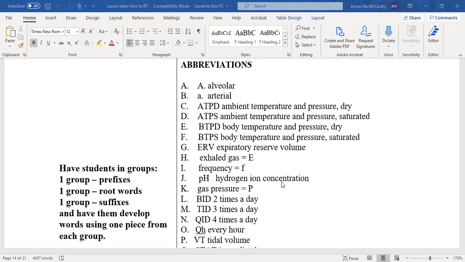Okay. I have a quick question also. I don't see it on here, but QD is once a day, right? I don't see it on your list, but it's on the paper, so I just want to be sure. Okay. Yeah. QD is once a day. Q day.